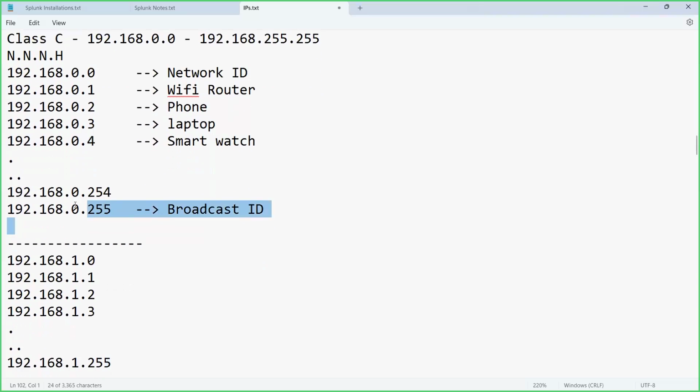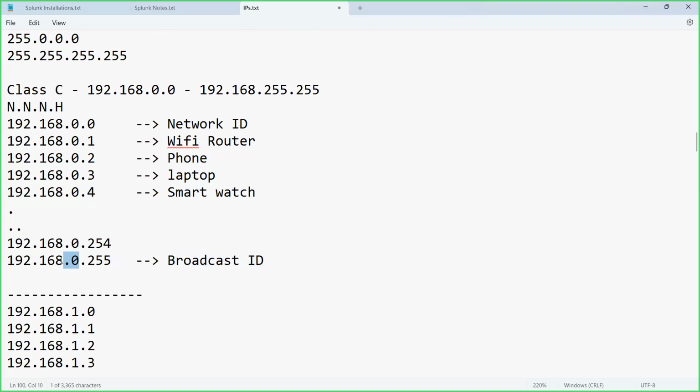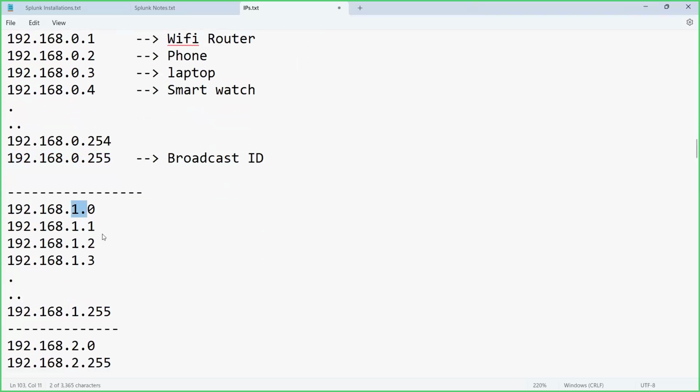Okay. And when the network portion changes from 0 to 1, the network divides over here, which means this is where the network ends here, and here a new network starts.